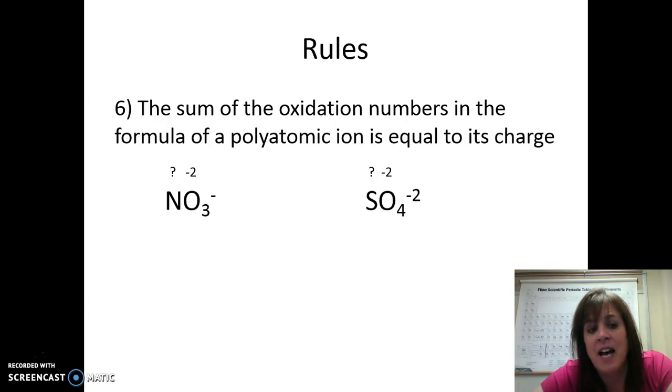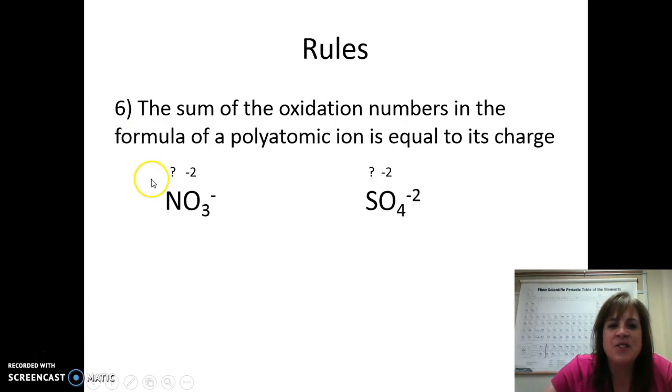All right, on to number 6, our last rule. This is the polyatomic ion rule. The sum of the oxidation numbers in the formula of a polyatomic ion is equal to the charge. So not only do you have to know the formulas of your polyatomic ions, but you have to know the charge, and hopefully by now you know them, because I've said it maybe 1,000,000 times all year. So this one's our nitrate, right?